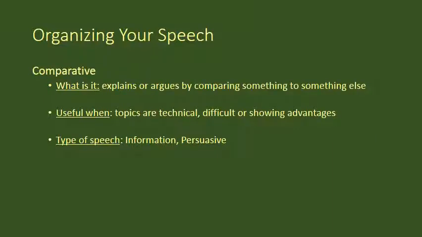Comparative is when your topic is either explaining something or is urging you to do something by comparing it to something else. And that comparison is usually something negative that forces you to look at doing the alternative, which is that argument that you're trying to make. It's good for technical topics or maybe something that's very advanced or very difficult to understand. You're trying to compare it to something that maybe the audience understands, or you're comparing it to the alternative that the audience doesn't want to do or doesn't want to have happen.